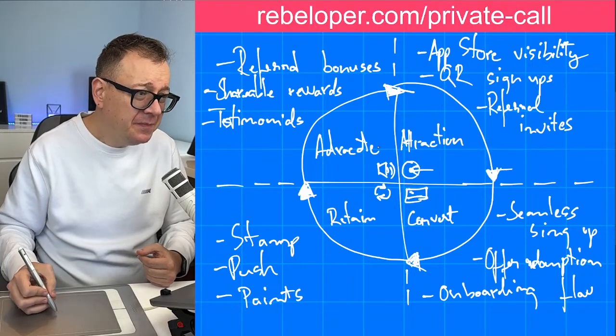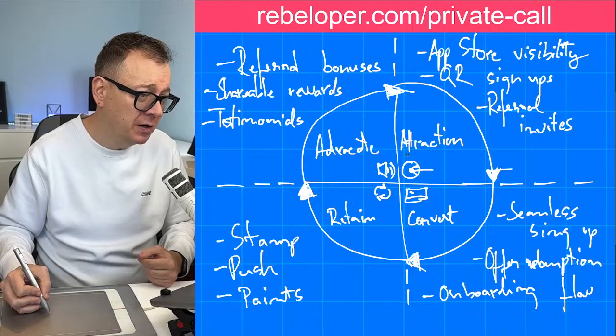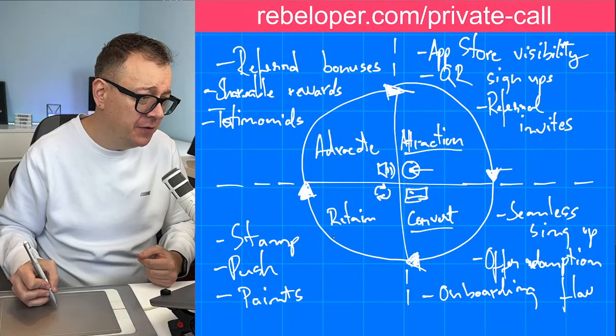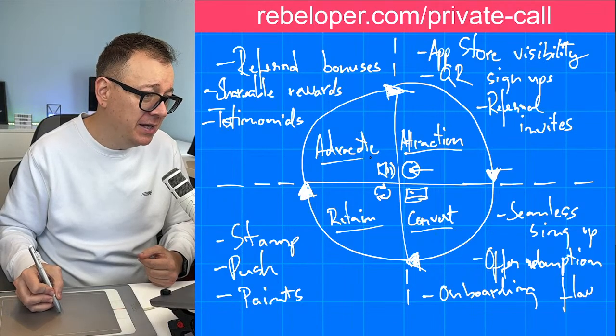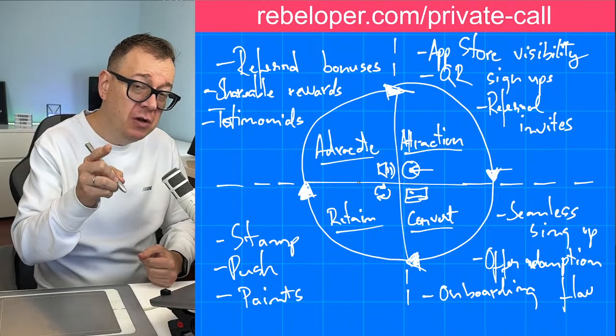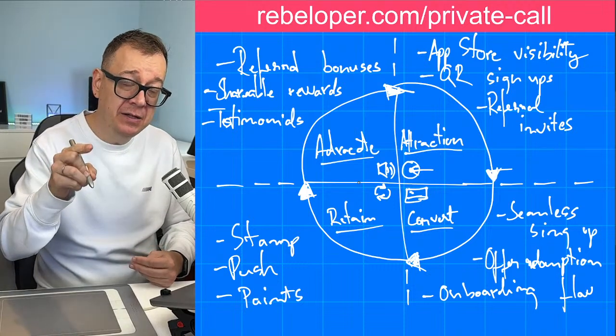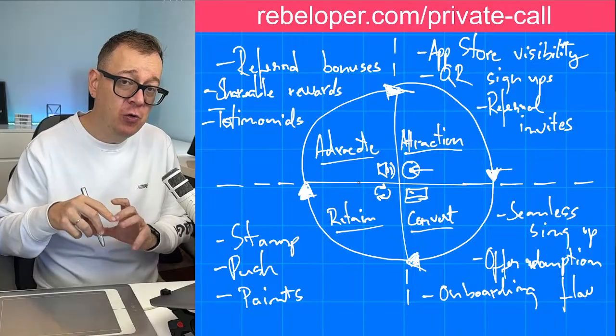So that's how the 4 forces work. First, you attract, then you convert, then you retain, and then you advocate. Well, not you, your customers will advocate your app, and therefore your business will thrive.